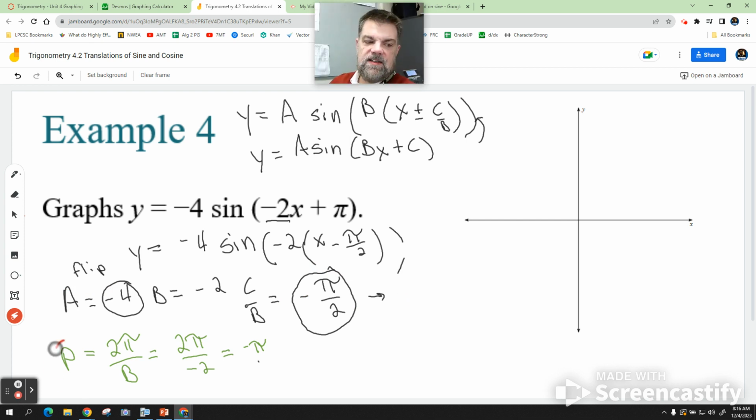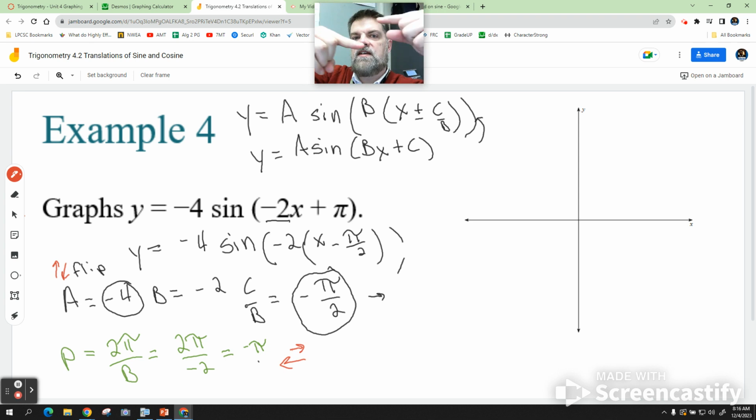But here's the interesting thing. My period is 2 pi over b. B is a negative 2. So when I plug that in, I get a negative period. So this is funny. A negative a will take it and flip it vertically. A negative period will take it and flip it horizontally. Now for sinusoidal or circular functions, the flips kind of undo each other. So one is going to take it and flip it like this, right? So it's like this and it flips. But then the other one will take it and flip it like this, which kind of undoes the flip.